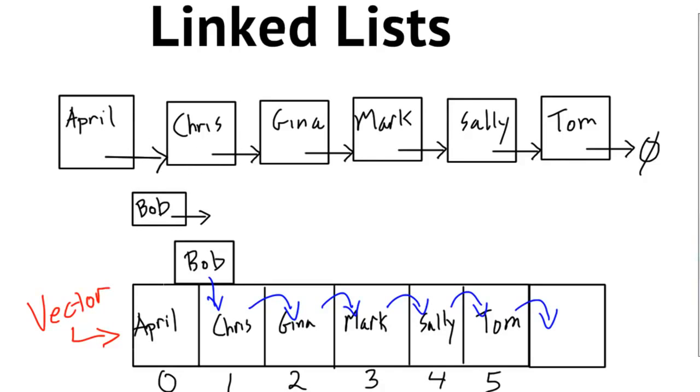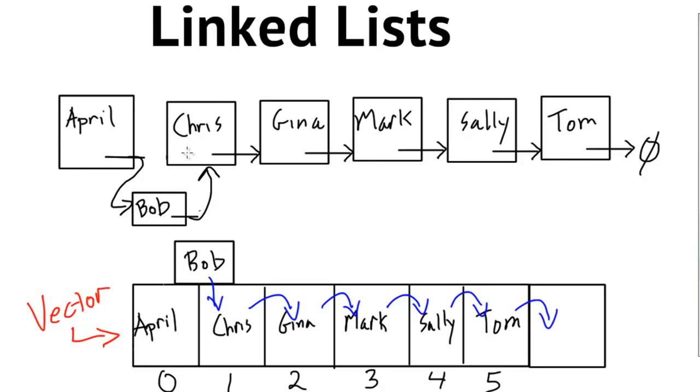So let me go ahead and update that. We're going to update what April's pointing to. So we'll say that April is now pointing to Bob here, and Bob is now going to be pointing to Chris. Let me update that one as well. And that's it. That's the only thing that has to transpire to get Bob into the correct position.